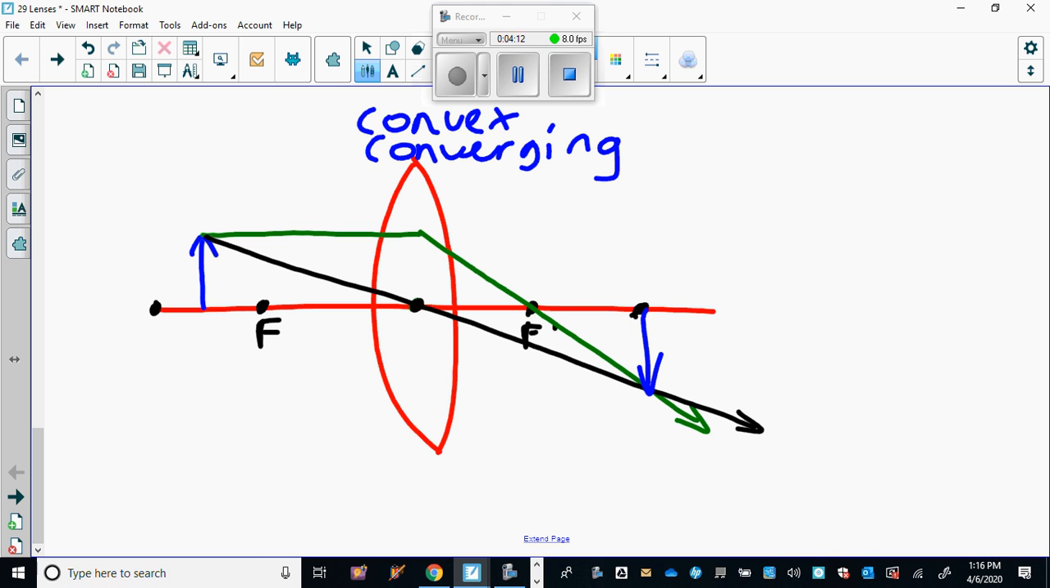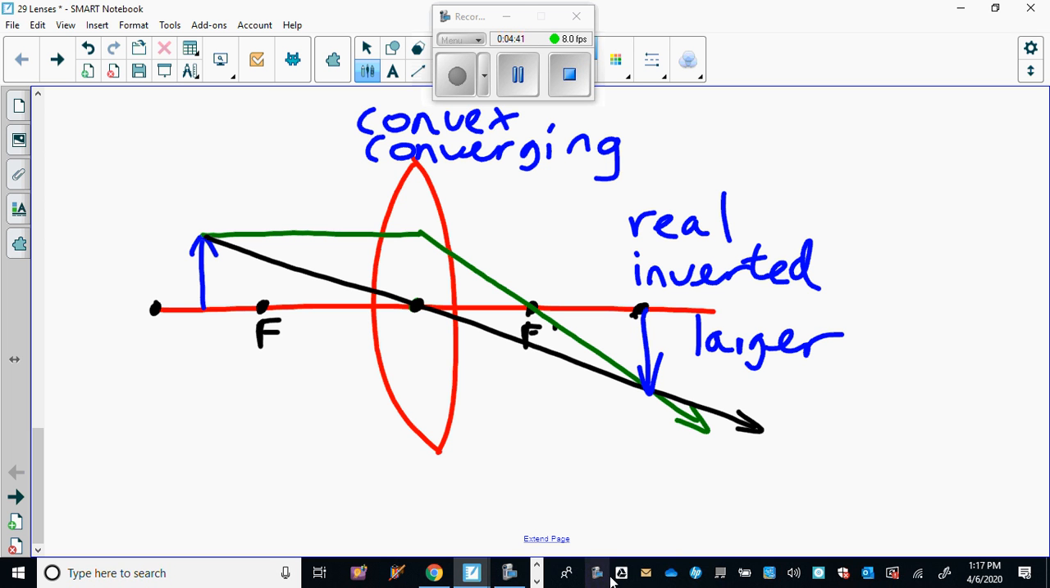And what are the characteristics of this image? With lenses, everything's the opposite. So since it's on the opposite side of the lens, that's where you expect to see it. Otherwise, when you put your glasses on, you wouldn't see anything. This is a real image. So it's opposite, whereas in mirrors, the real images are on the same side as the object. It's obviously inverted, it's upside down. And in this case, it's larger.